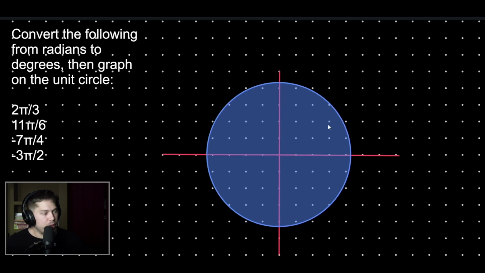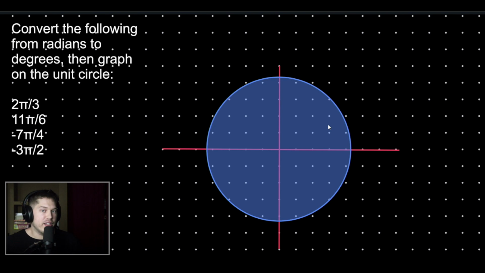Here we have some more practice problems, but for these we're converting from radians to degrees instead of degrees to radians. But the process is nearly identical. So 2 pi over 3 to degrees. Well, so 2 pi over 3, and we want to convert this to degrees. And again, what do we know? Well, we know that pi is to 180 degrees, and we want this to convert to some degree measure x.